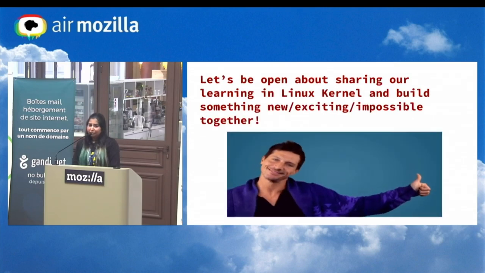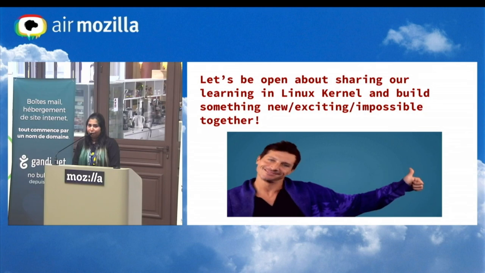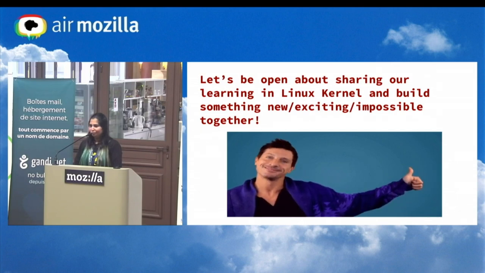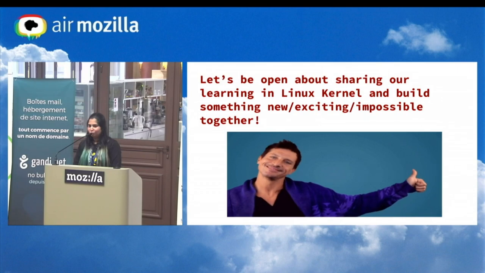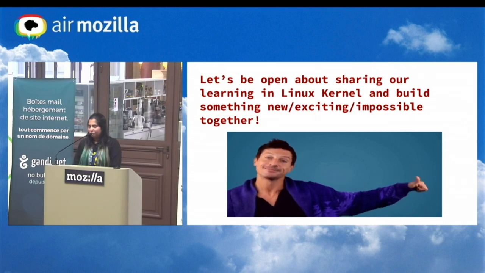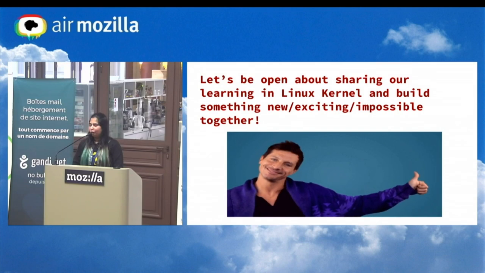So yeah, that's it from my side. I would also love to know how people here who have been working in the Linux kernel for, say, 10 or 15 years try to update their knowledge or evolve their learning skills. Thanks.